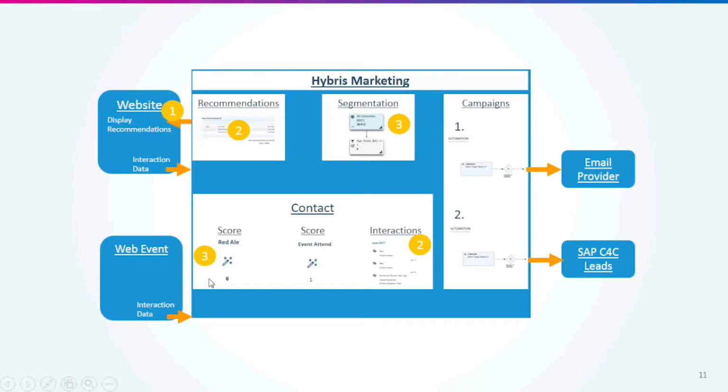If the user is looking at the right article type, then the user will be scored on this. If the score reaches a threshold score, where we have 6 here, they'll be automatically put into the segmentation model. If a new user is entered into this segmentation model, then we can send them an email, which will give them instructions on how to attend a web event. When they attend the web event, we can score them based on this again. Here we have a threshold of 1. If it reaches the threshold of 1, we can then send this as a lead to SAP Cloud for Customer.